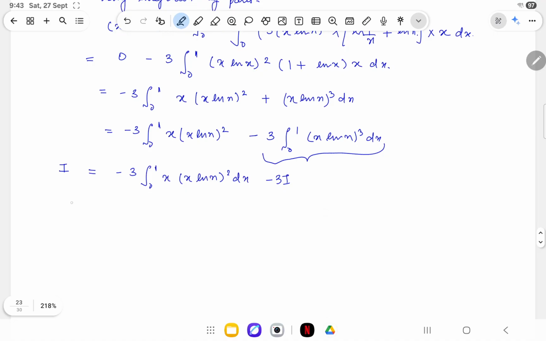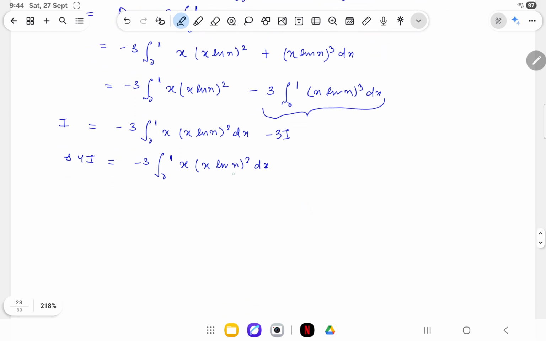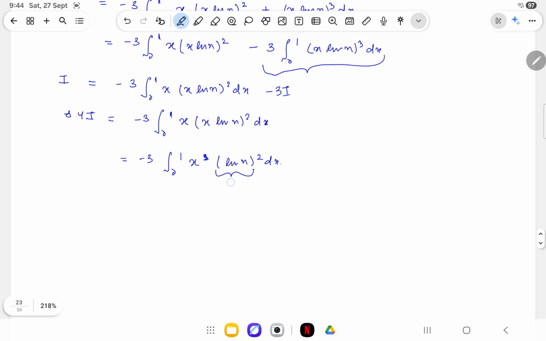So that basically gives us 4I equals minus 3 integration 0 to 1 of x into x ln x square dx. Now I can write it as minus 3 integration 0 to 1 of x cube into ln x square dx. Now let us assume this ln x square as first function and this x cube as second function, and let's just apply integration by parts again here.